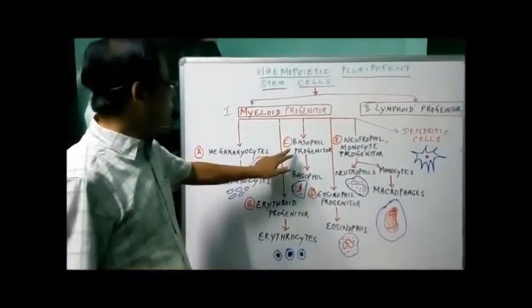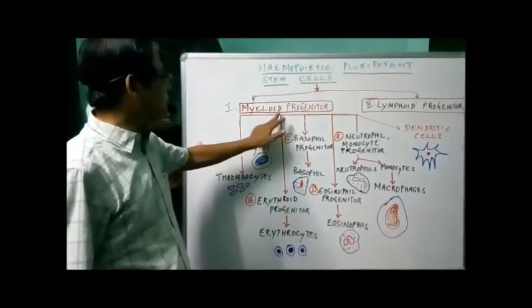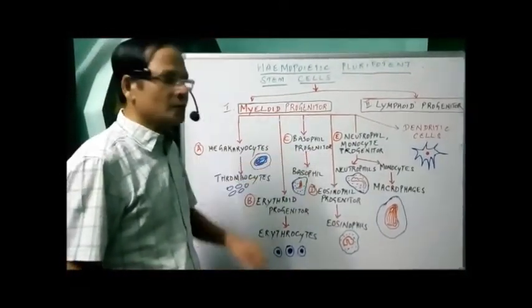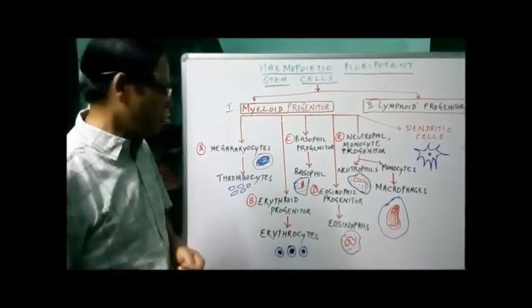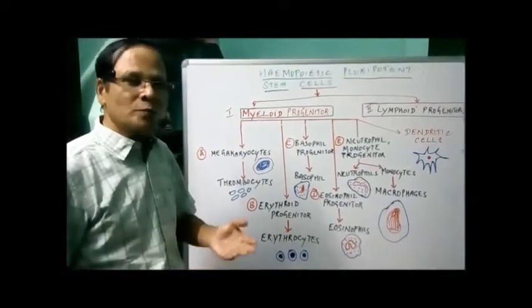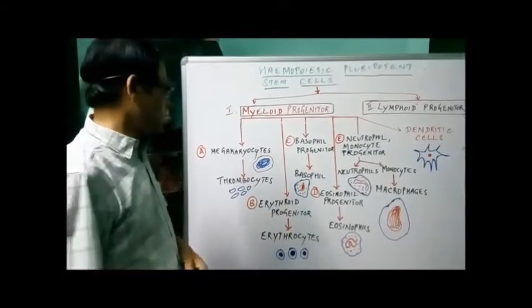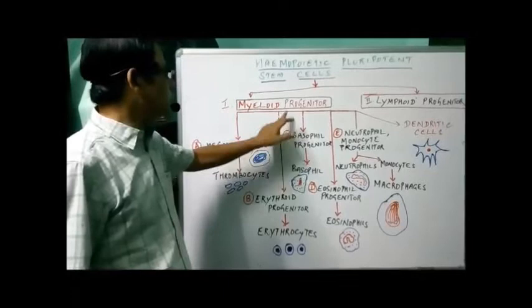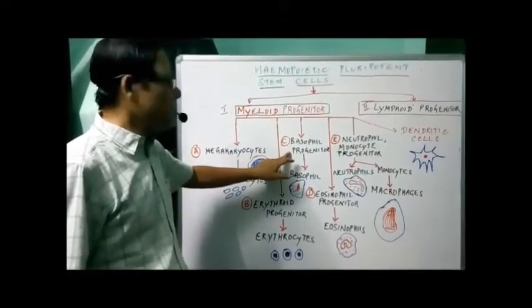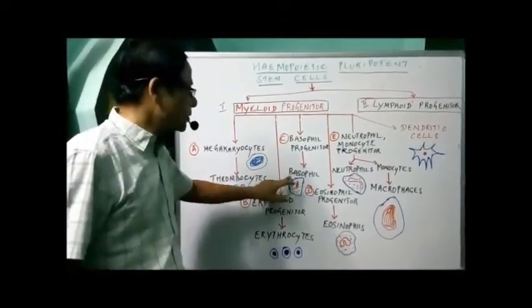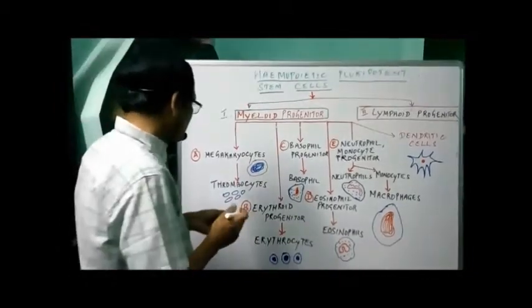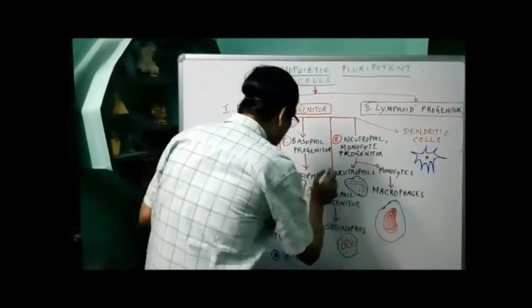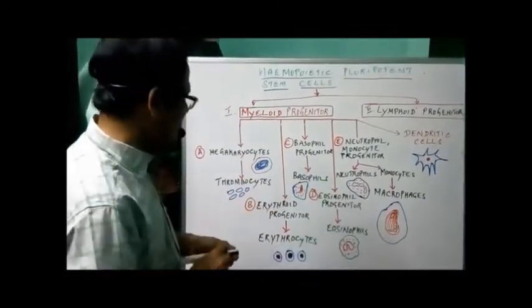Now the third type of progenitor derived from myeloid progenitor is the basophil progenitor, one of the components present in the blood. It is less than 1%, the least percentage. From this basophil progenitor of myeloid progenitor, we have the formation of basophils. This is the third type of myeloid progenitor.